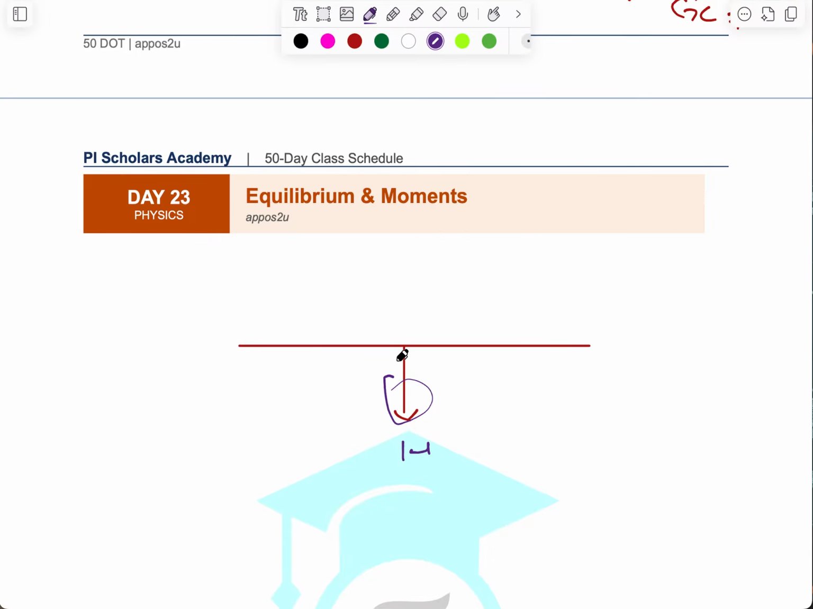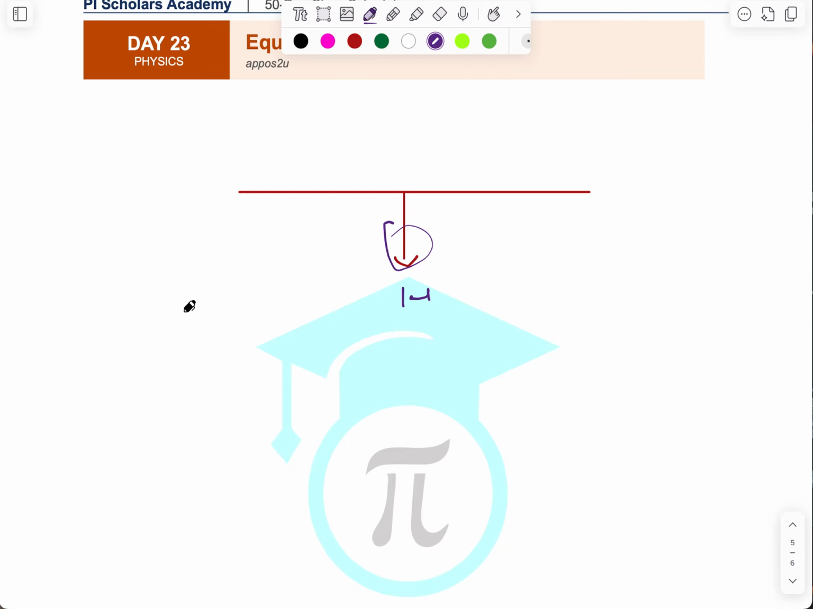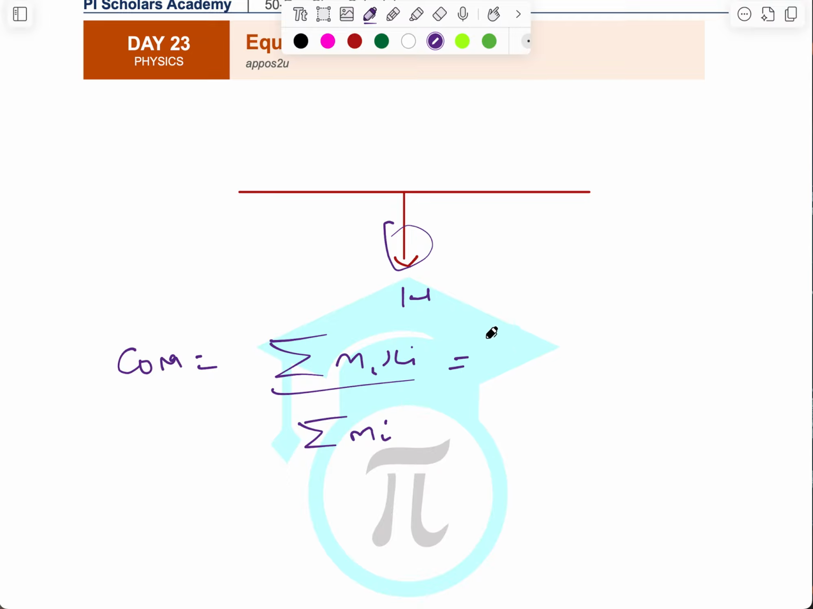Now, there's a general formula for center of mass, which I'm going to give you in this video. So center of mass is summation of mi xi divided by summation mi. What does this mean? It means that if I pick a point, let's say I'm picking this as a reference point now, and then I have several other masses acting at points away from this. I know the distance from this place to this place, and from this place to this place.